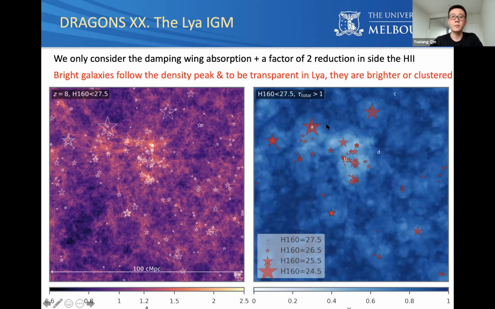On the right side panel, the stars only indicate those which can be observed in Lyman alpha. So if you compare the stars on both sides, you can see that firstly, the bright galaxies follow the density peaks, and they are located in large HII bubbles. And to be transparent in Lyman alpha, those galaxies need to be either very bright, like these larger stars, or they need to be clustered so they can collectively produce a larger number of photoionizing photons.